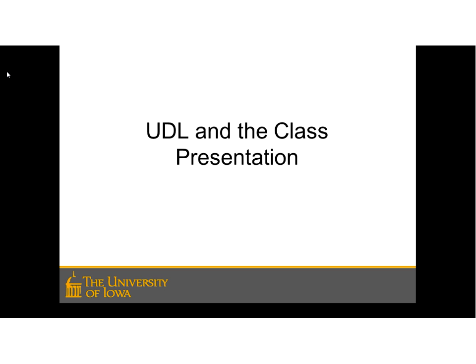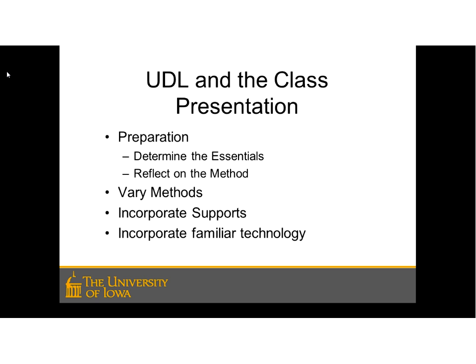So what do we talk about with universal design in the class presentation? When we talk about this, there's a couple things that we hit on. In the preparation format, you want to determine the essentials of the class. You want to reflect on the methods that you're going to use. You want to vary these methods, so again, we're providing that multiple means of representation. You want to incorporate supports wherever possible and try to incorporate familiar technology for your students as well.